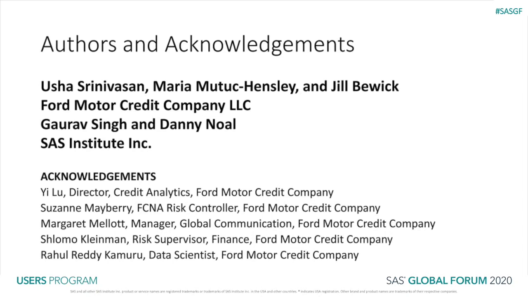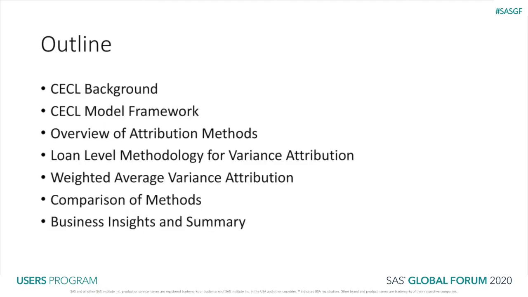So with that, I'm going to briefly go over the outline of my presentation. I will be going over the CECL IFRS9 background and model framework, talk about an overview of the different attribution methods, including loan level methodology for variance attribution, as well as the weighted average variance attribution. I will then briefly go over a comparison of methods and talk about business insights and conclude with some summary.